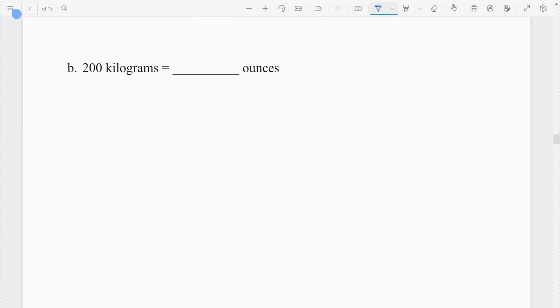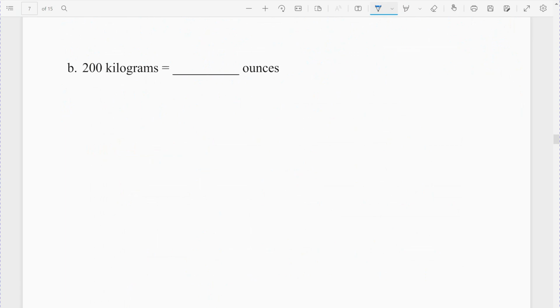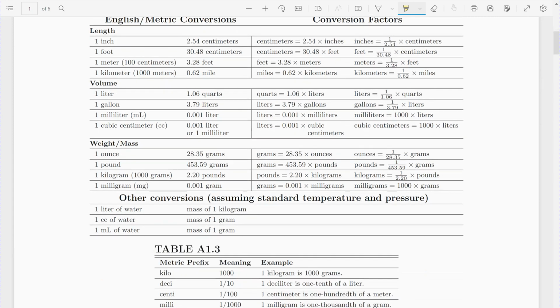All right, the next one, kilograms. So again, same thing, kilograms, I'm going to switch to grams. Remember, kilo means 1,000 of them. Again, I'll go to my table and look that up. All right, so I want to go from kilograms to ounces, kilograms to ounces. So first thing I'm going to go is kilograms to grams. For every 1 kilogram, there is 1,000 grams. I need to get to ounces, but there is 28.35 grams for every 1 ounce. So those are the two conversions I'm going to use.